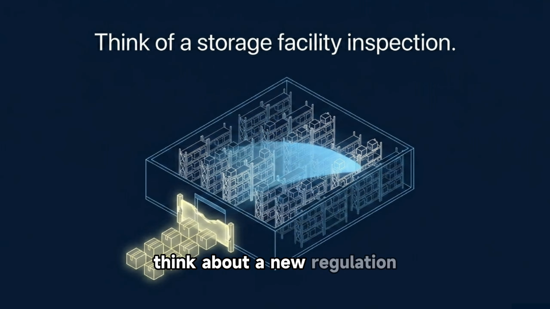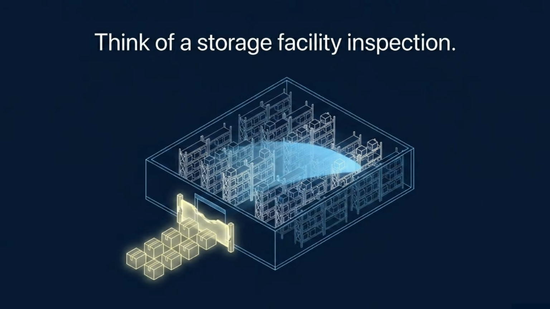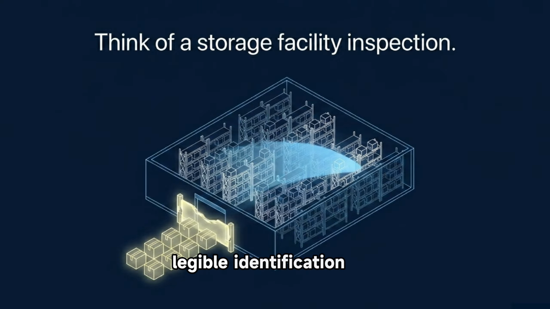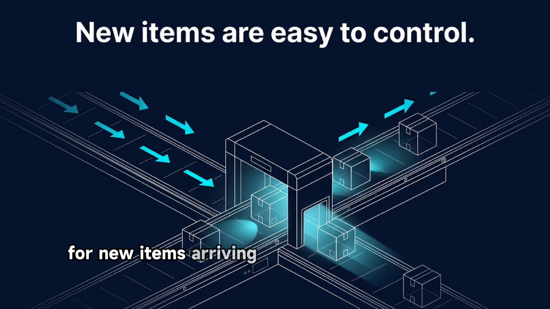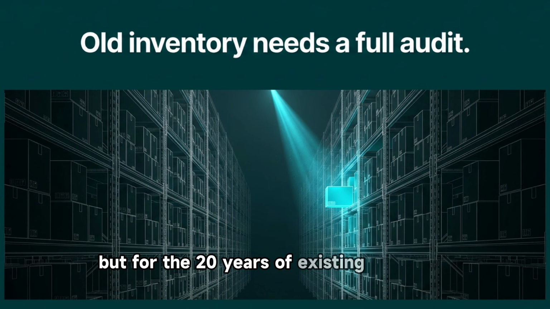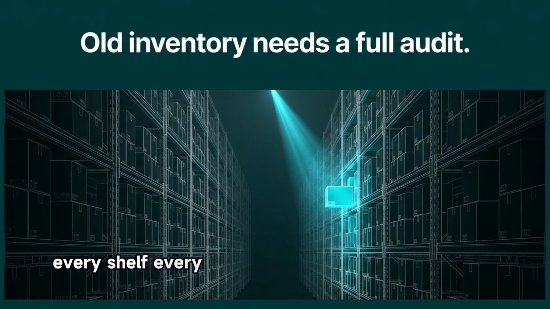Think about a new regulation introduced for a storage facility that has been operating for 20 years. The regulation says every item in the facility must have a visible, legible identification tag. For new items arriving from today, compliance is simple. The rule is applied at intake. But for the 20 years of existing inventory already on the shelves, the regulation requires a full audit. Every shelf, every box, every item must be inspected.